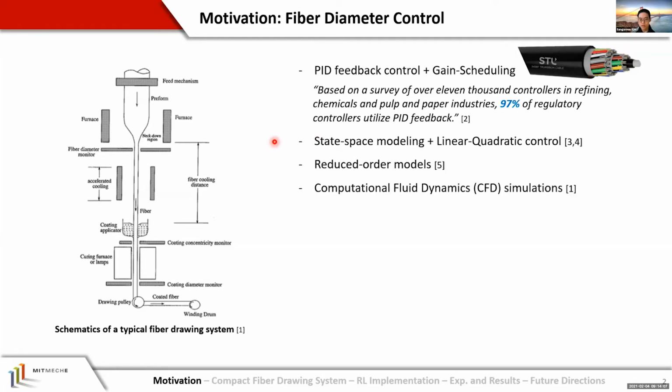There also have been some model-based approaches where they come up with a model and use it for advanced control. For example, there has been work that uses state space modeling and applies linear quadratic control. Also, some work has focused on developing more realistic reduced order models. And there also have been some works on CFD simulations to reproduce the neck down profile and the temperature distribution of the fiber.